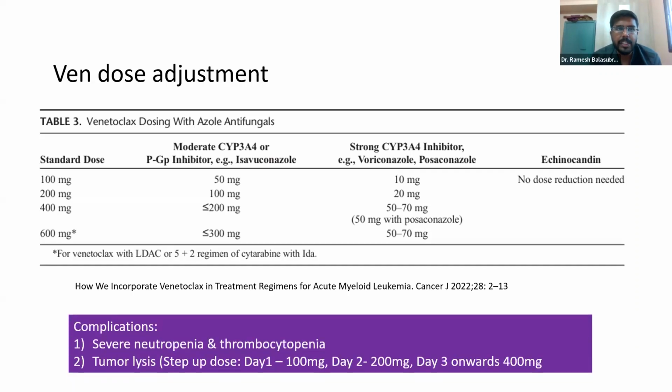But what are the complications of venetoclax? It causes severe neutropenia and thrombocytopenia. Cytopenias are the main problem with venetoclax. There is also a risk of tumor lysis in AML with venetoclax. So the step-up dosage as per recommendation is day 1 is 100 milligrams, and day 2 we have increased to 200 milligrams, and day 3 onwards it is a full dose, that is 400 milligrams. But tumor lysis is not very severe. Only very few cases do have tumor lysis with AML, unlike CLL, where it is a very dreaded complication with venetoclax.